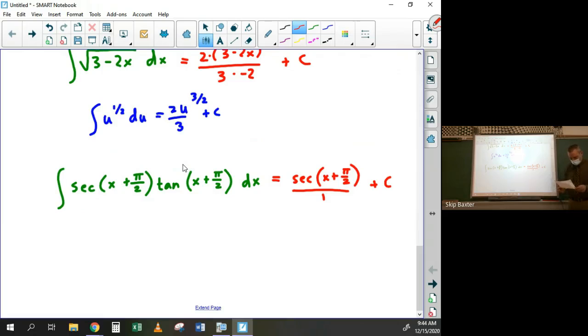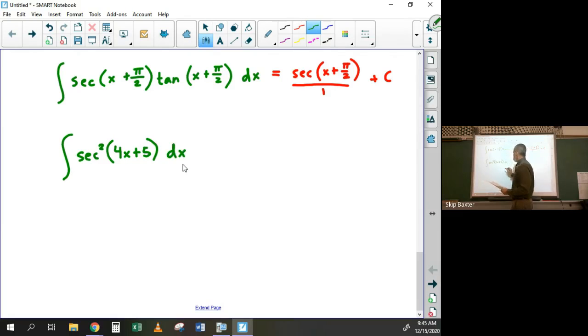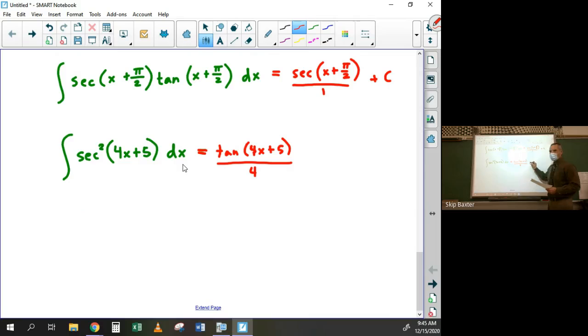Okay? Let me find another one in my notes that turns out that way. How about something like the integral of secant squared of 4x plus 5? What do you think the answer would be? Perfect, yeah. Almost. Plus c.